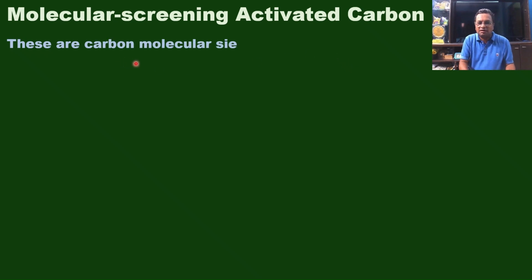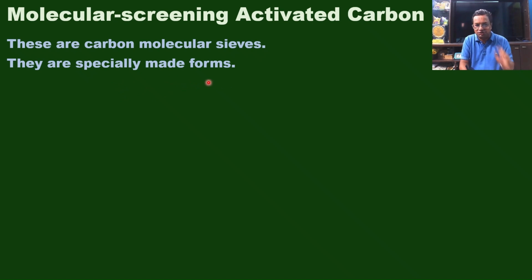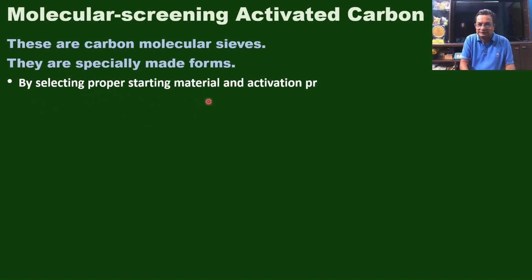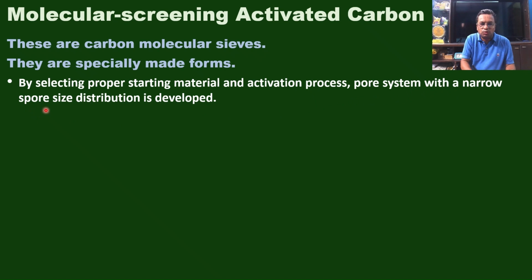What is this? These are carbon molecular sieves, specially made forms. How? By selecting proper starting material, the proper carbonaceous material, and then proper selection of the activation process, you will be able to get a product that has a pore system with a narrow pore size distribution, and that is important.